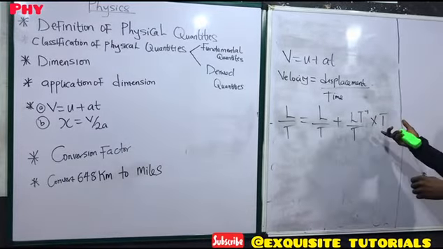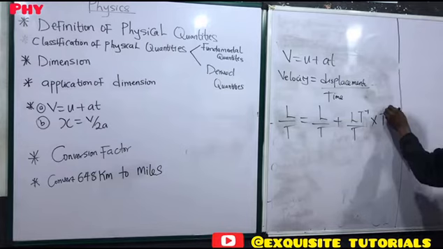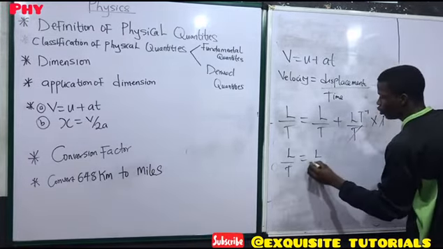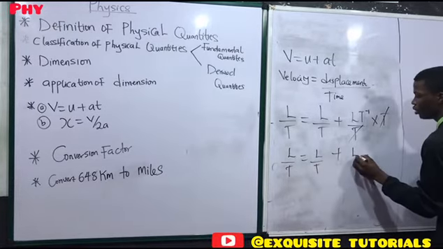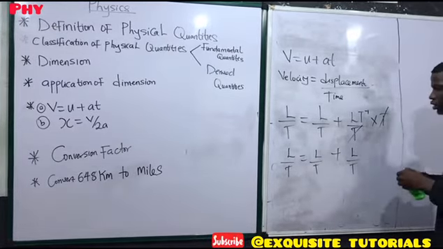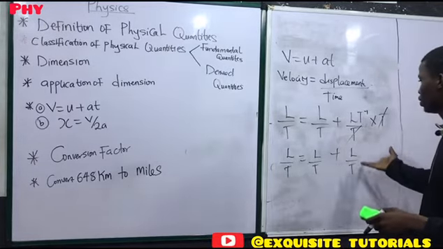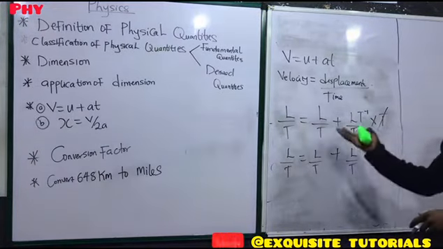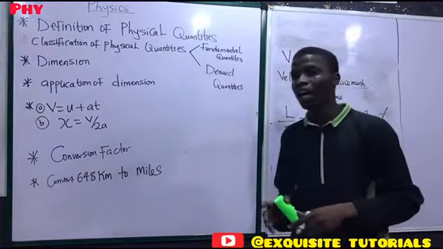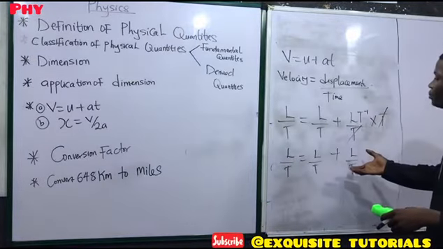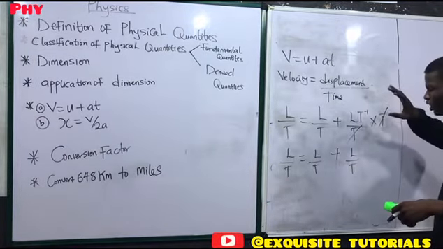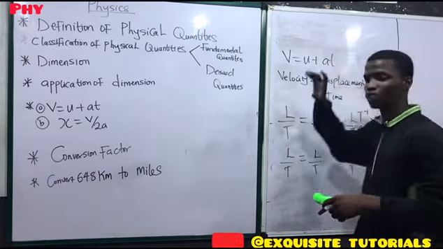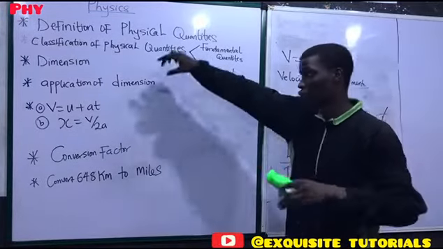So from here, our T here can cancel this T. So we'll be left with L over T is equal to L over T plus L all over T. So looking at this already, we are having the same value here, the same value here. This already tells us that this equation is dimensionally correct, and it also provides information that tells us that this equation that was given here has already been derived. So that is the point I was trying to raise.